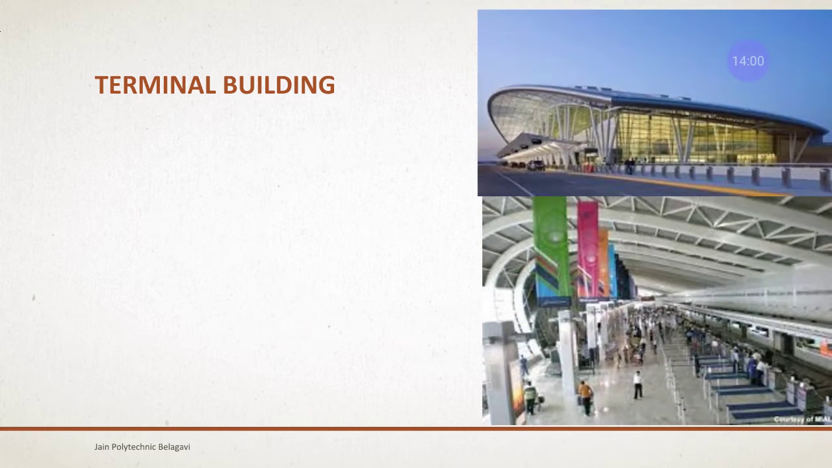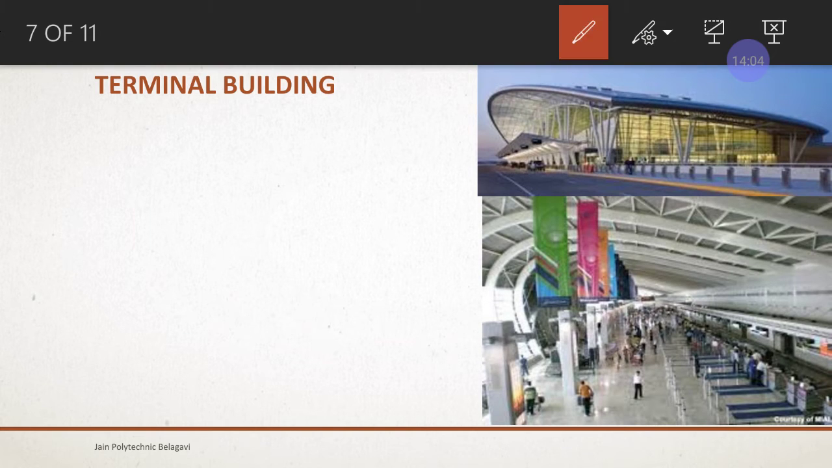So you can see this is a terminal building. This is the outside view of how a terminal building looks. These are the different airports. This is actually the Chhatrapati Shivaji terminal building of Mumbai. And this is the internal part of it, where people are getting their tickets, and these are the ticket counters.